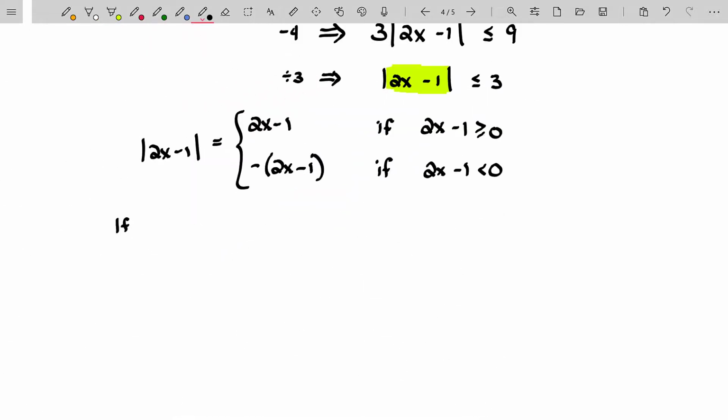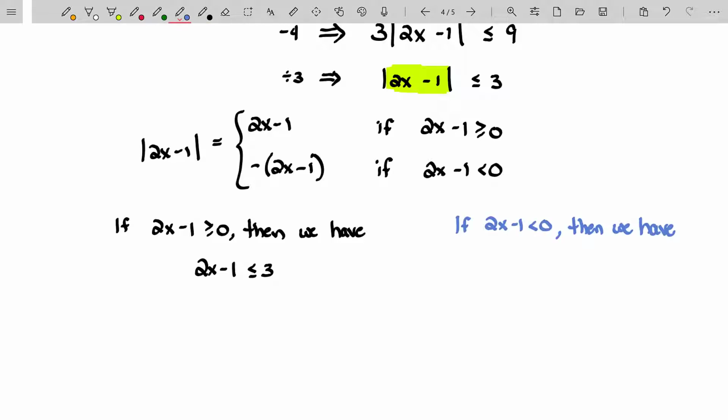So zooming out, if 2x minus 1, the argument of the absolute value, is not negative, in other words, if it's greater than or equal to 0, then we have the following for our inequality. In other words, I could just rip off the absolute values because, well, 2x minus 1 is not negative. If on the other hand, 2x minus 1 was negative, then our inequality can be written as the following. We can remove those absolute values and replace the given statement with the opposite of 2x minus 1.